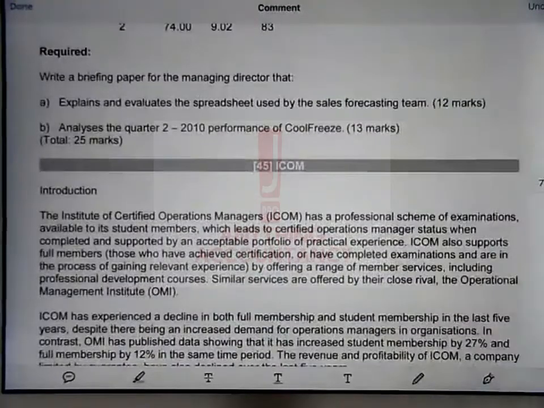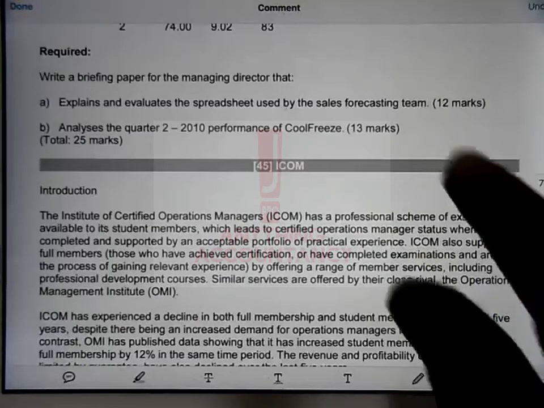Okay, let's go to this question. ICOM is a professional scheme of examination available to student members which leads to certified operations manager status when completed and supported by an accepted portfolio of practical experience. ICOM also supports full members who can achieve their certification or have completed examination in the process of gaining relevant experience by offering a range of member services, including professional development courses. Similarly, services are offered by a close rival, Operations Management Institute. So you got a competitor.